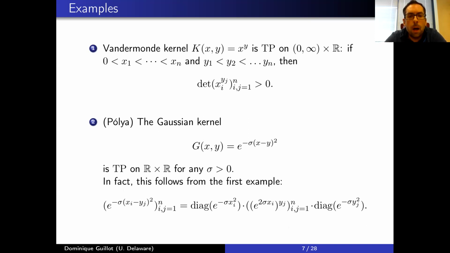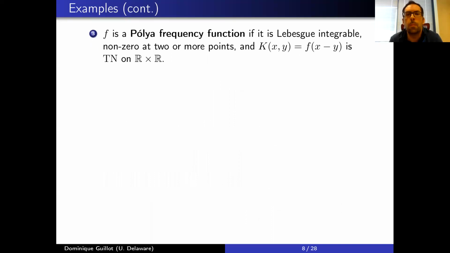Okay, so the Gaussian kernel is actually a special case of a much more general construction. Just like we have positive definite functions, the analog, if you work with total positivity, is called a Polya frequency function. These are kernels of the form f(x − y), so these are like Toeplitz kernels, if you like. And usually, to avoid some undesirable cases, we also assume the function f is Lebesgue integrable and that it's non-zero at 2 or more points.